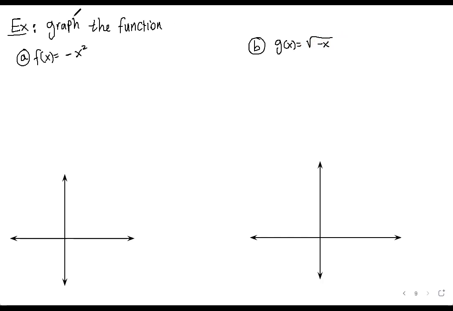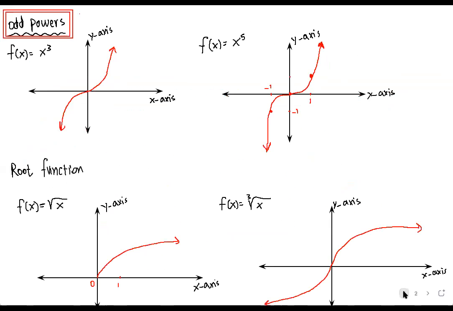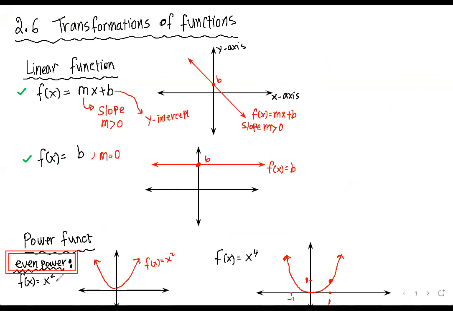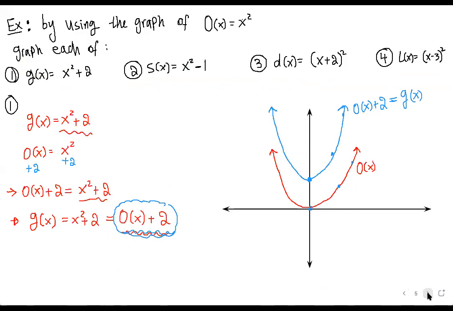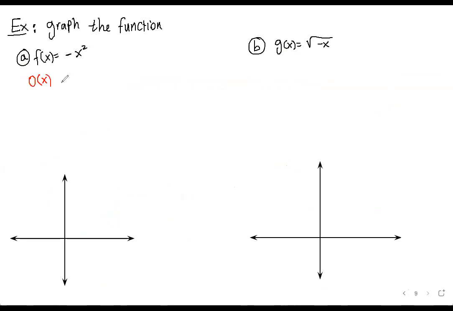Let me explain more. For the first one, what is my original function here? I mean, for the original function, the graphs from the first slides. I'm going to take this one and call it my original function: f of x equal x squared, f of x equal x to the 4. All of these are my original functions. What is my original function here? X squared. Yes, it is x squared. This is my original function.